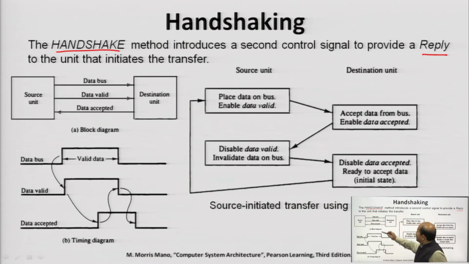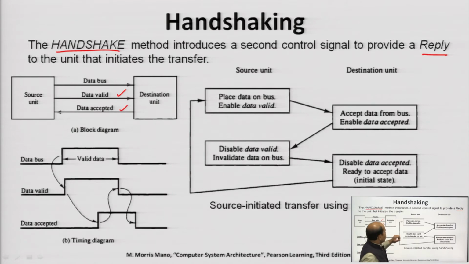Now, you can see there are two signals basically issued by the source and destination, that is data valid and data accepted. So, in case of source initiated, you can see the diagram of the source initiated handshaking protocol. The steps corresponding to the source unit are written here, and steps corresponding to the destination unit are written here.